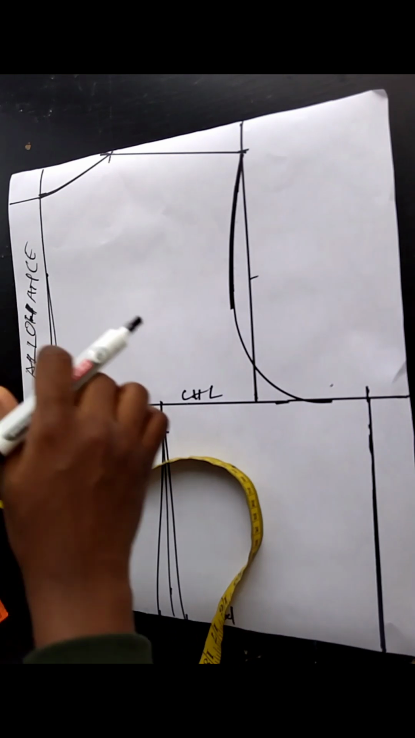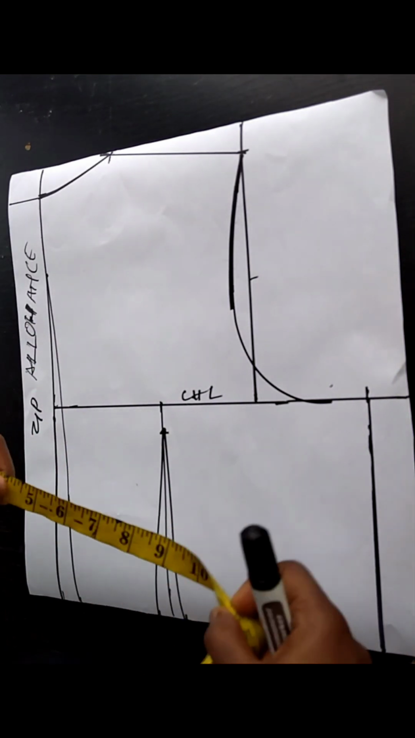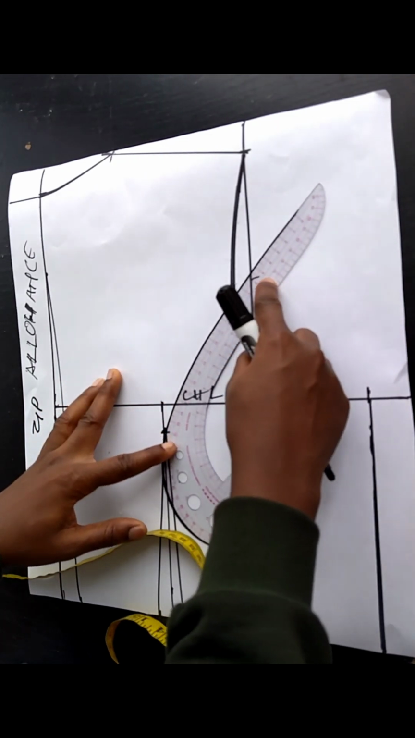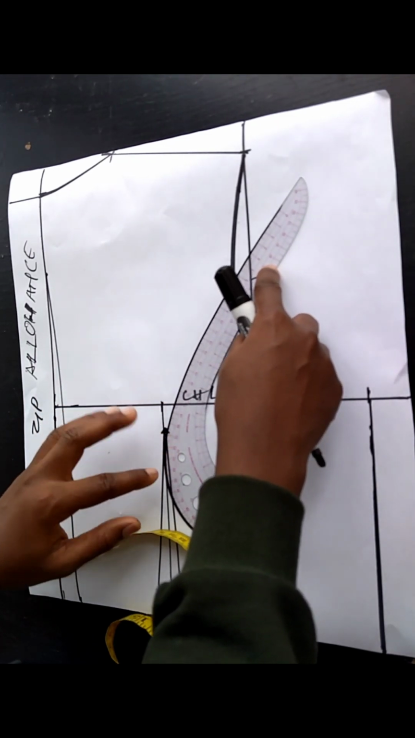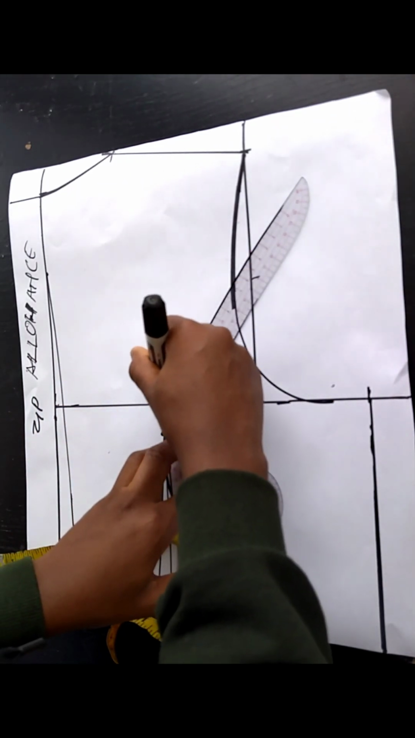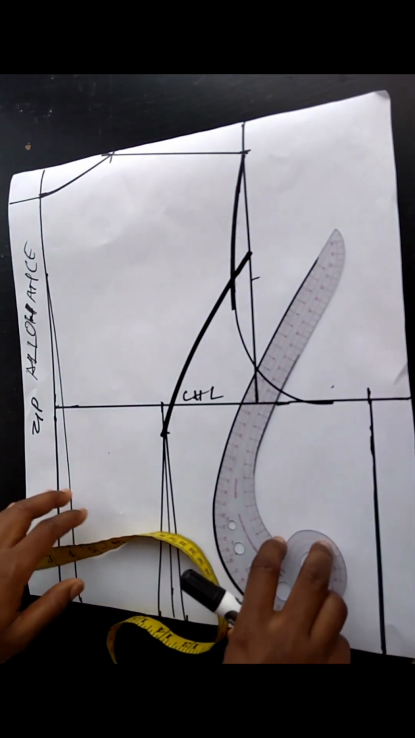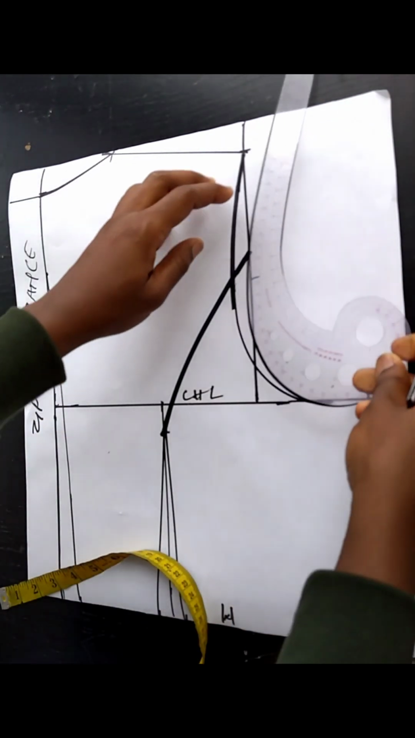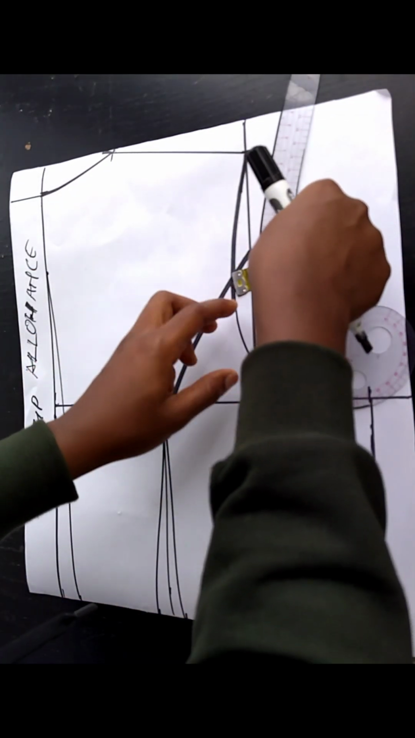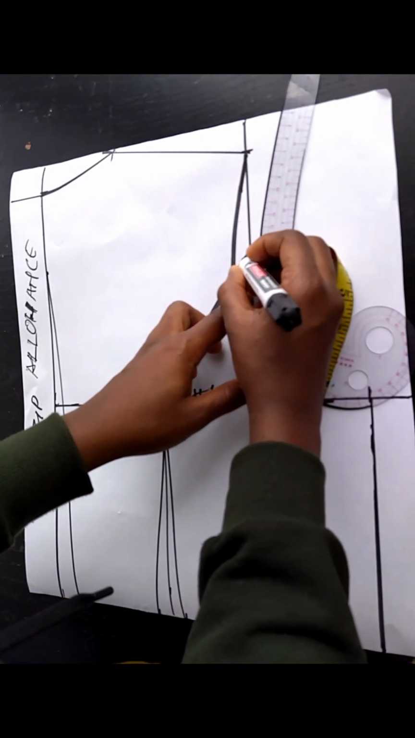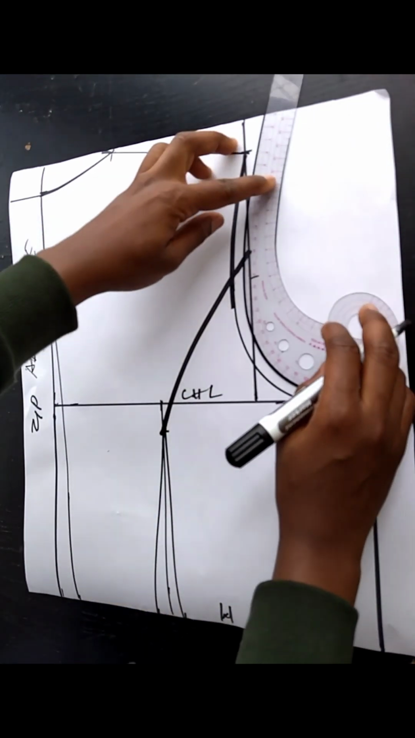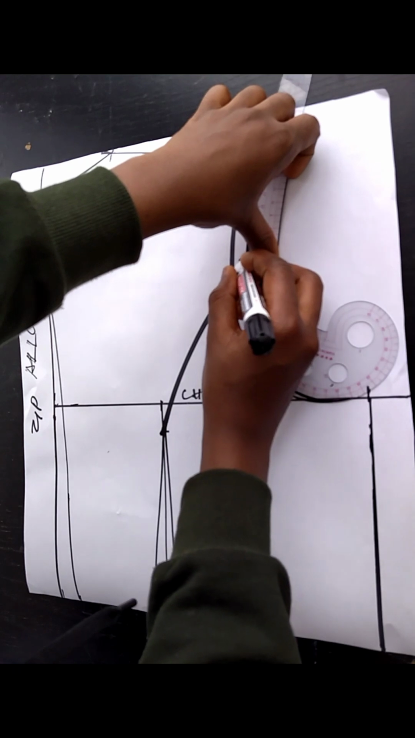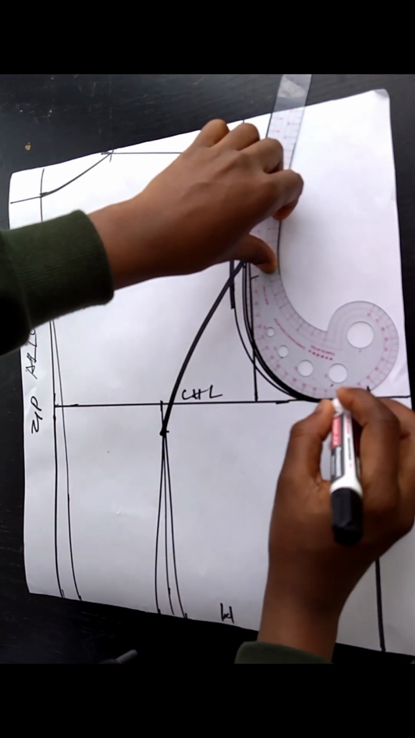Now from that midpoint that we got is where the princess line will be. Don't forget we are drafting a princess dart pattern. So from that midpoint, I'll go in with my curve now. Just like we did with the front pattern, to avoid any shortage at the armhole part while stitching, I'll go in with my curve again and redraw the armhole. That is what I'm doing now.